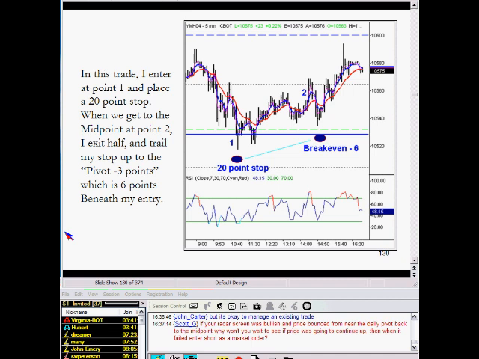Okay, Scott, if your radar screen is bullish and prices bounced from the near daily pivot level back to the midpoint, why don't you wait and see if the price is going to continue up, then when it failed to, enter short as a market order?